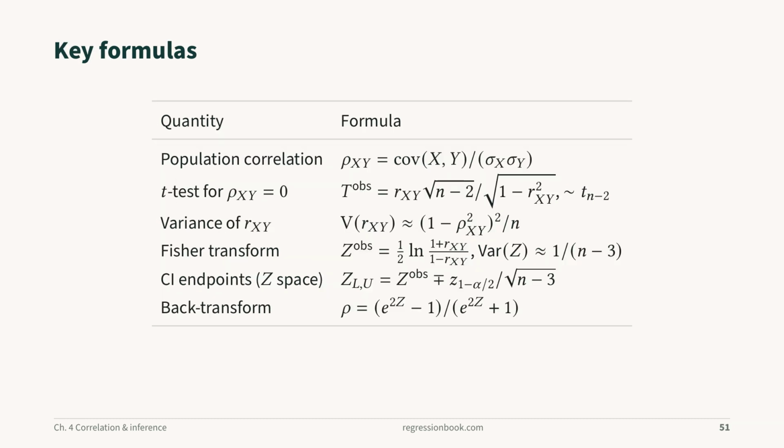The formula table condenses the chapter into 6 rows: the population correlation, the t-statistic for the zero null, the variance of the raw coefficient showing its dependence on the truth, the Fisher transform with its clean 1 over n minus 3 variance, the interval endpoints in Z space, and the back transformation. Everything we did lives in these 6 lines.